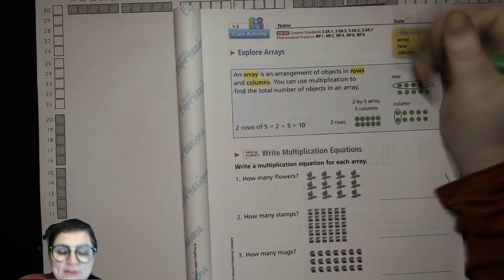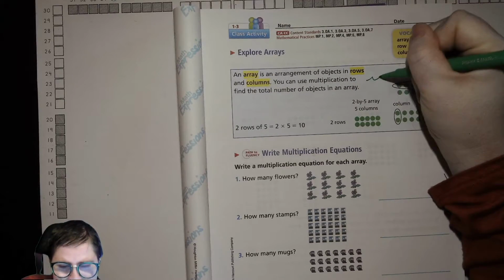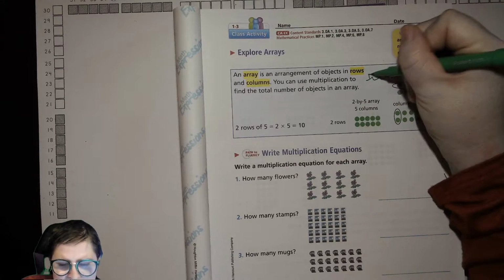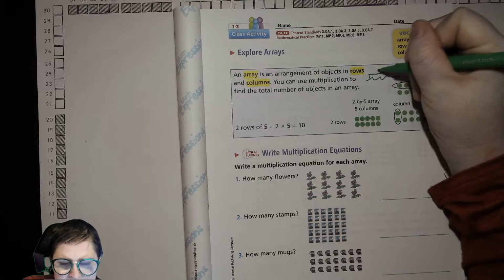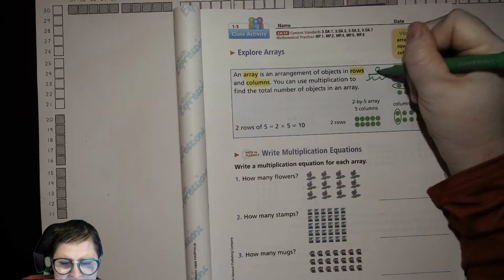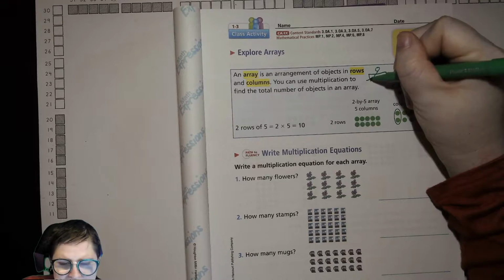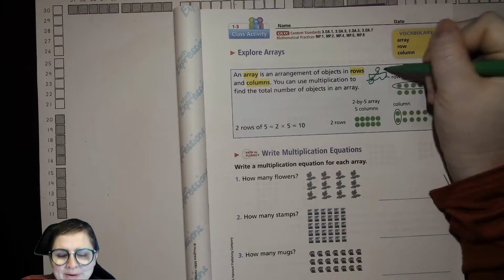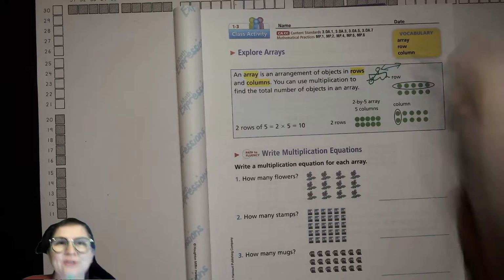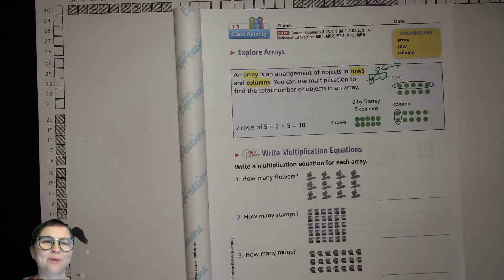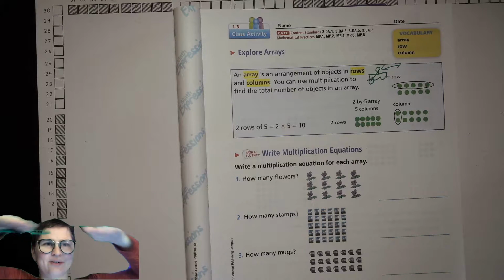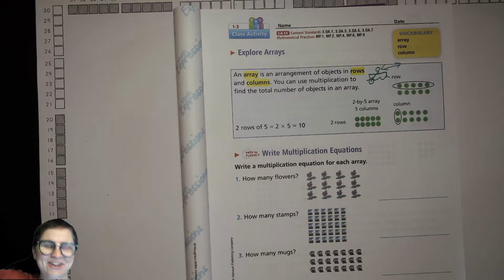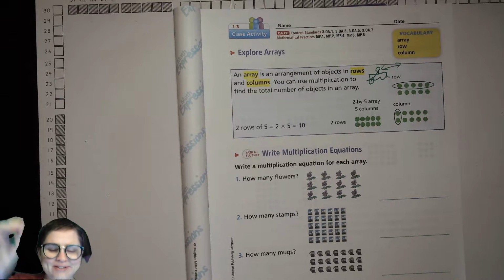And just to help you remember, let's draw some waves and a little boat and a little person with a paddle. They are rowing, and you can only row side to side. You can't row up, right? You can only row across a surface that is horizontal.